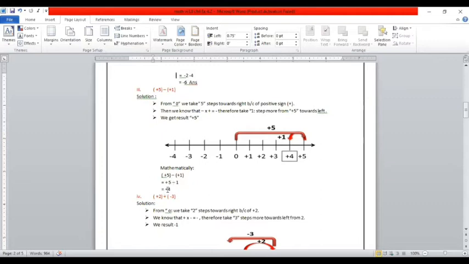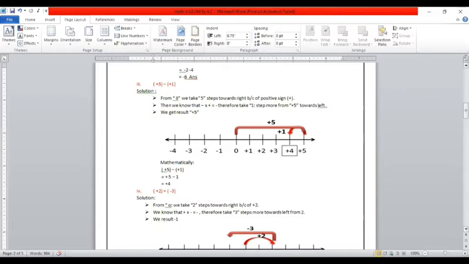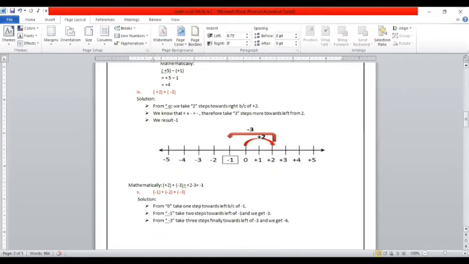We will remove 1 from 5 and get the plus 4. Now these are the matching answers. We have the plus 4 on the number line, and in mathematical form also we got the plus 4. Dear student, part number 4.